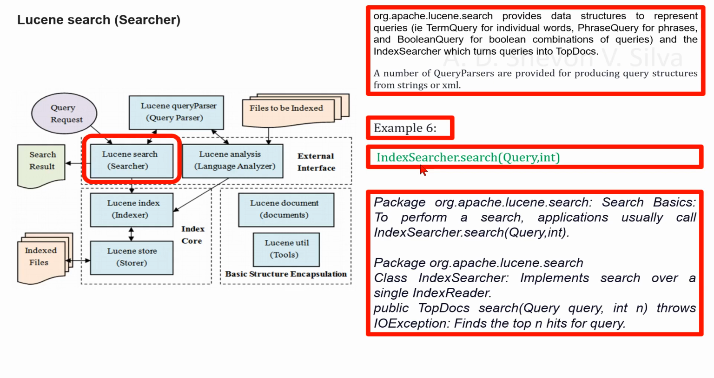To perform a search, applications usually call index.reader.search query int. Once a query has been created and submitted to an index searcher, the scoring process begins. After some infrastructure setup, the control finally passes to the weight implementation and its scorer or bulk scorer instances.